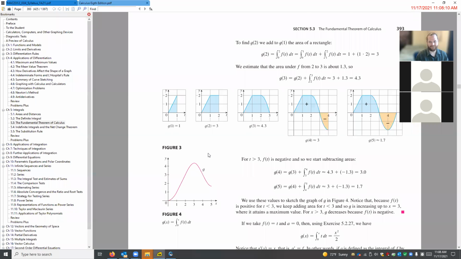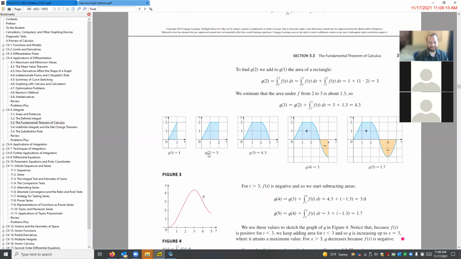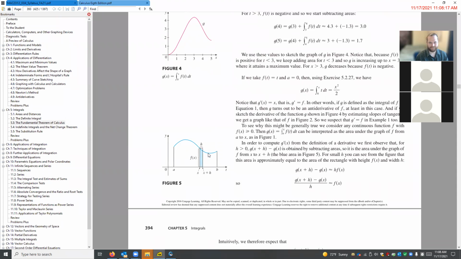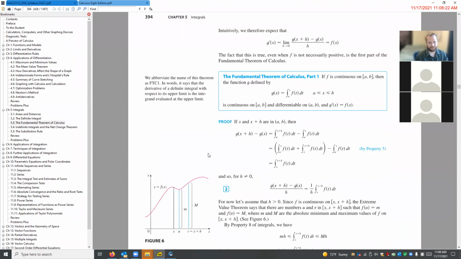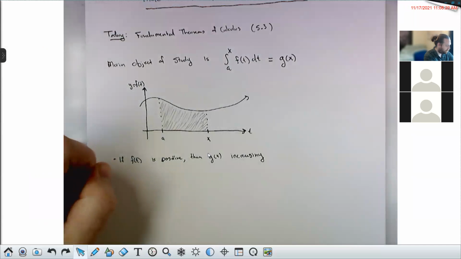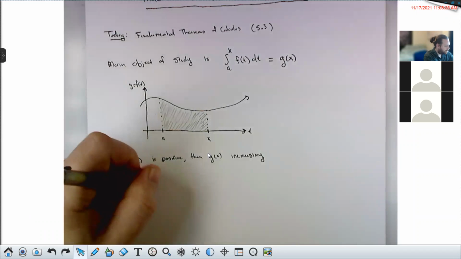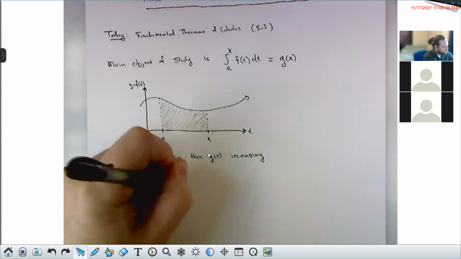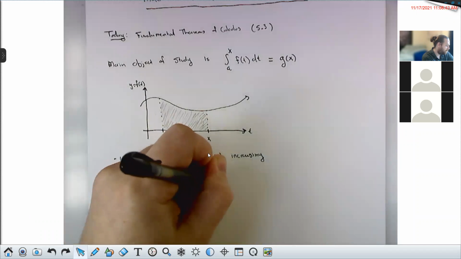Let's see if there's any other notes I want to make in here. Not really. Yeah, we'll look at that in a minute. No, it's time to just introduce the theorem. Okay. So the theorem says, this is the fundamental theorem of calculus, part 1.